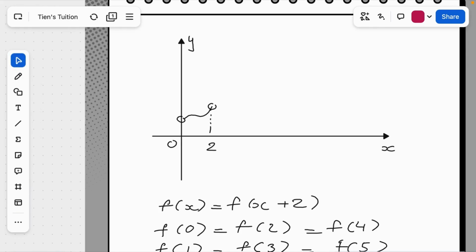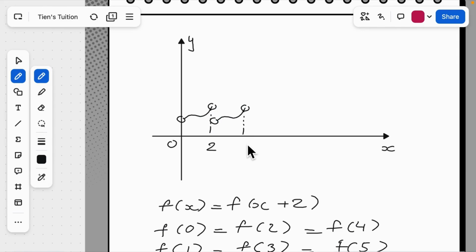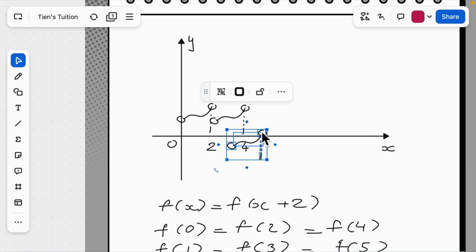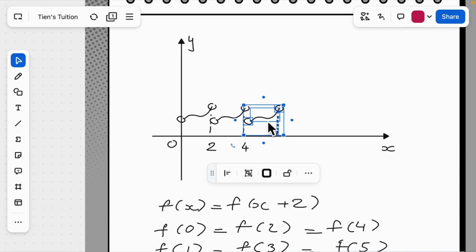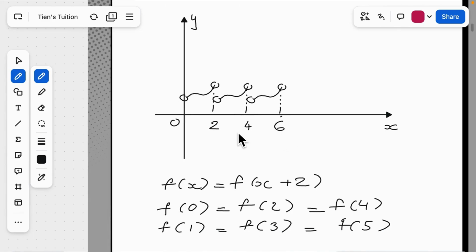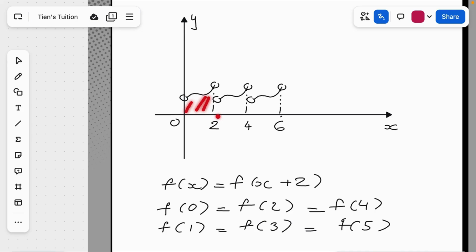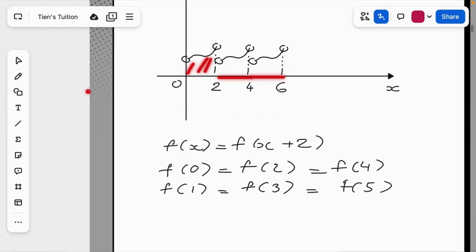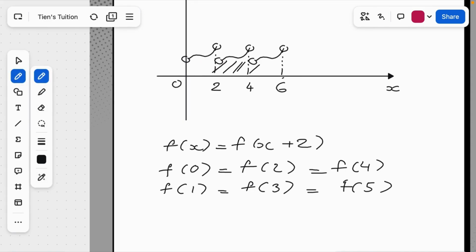So actually the function will repeat itself on the next interval, that is between 2 to 4. And then it will also repeat itself again on the interval between 4 towards 6. So from here, hopefully it is clear that the area from 0 to 2 is the same as the area from 2 to 4 and the area from 4 to 6. So I will shade this integral that we need to figure out.